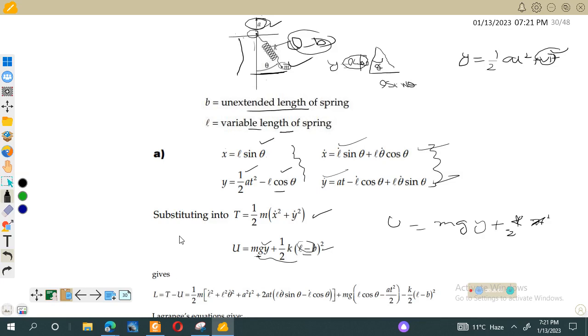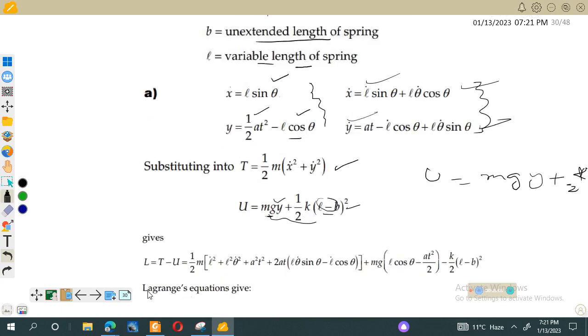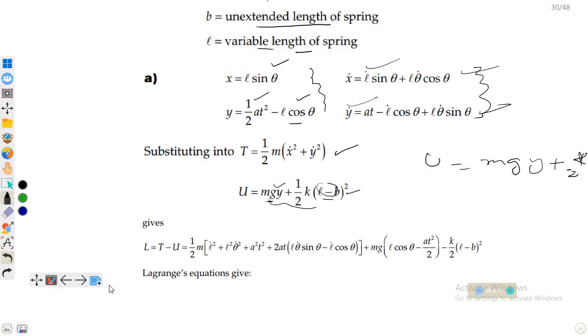At this point we will just put the values of T and U in this equation. So our Lagrangian will become m over 2 times (L dot square plus L square theta dot square plus a square t square, and so on), with the remaining terms. So this is our Lagrangian. Further we can find the Lagrange equations by putting this Lagrangian into the Lagrange equation.